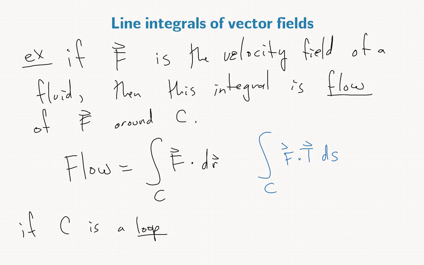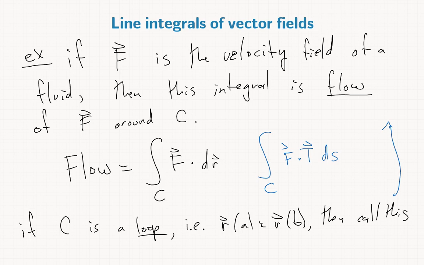And then if C is a loop, meaning it starts and ends at the same point, then we also call this circulation.